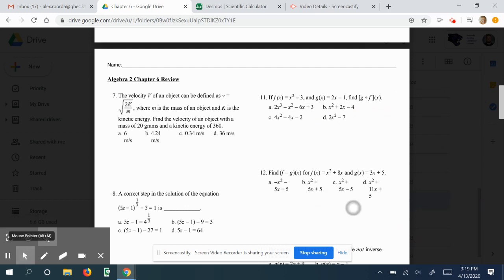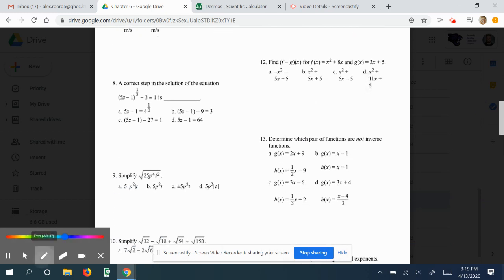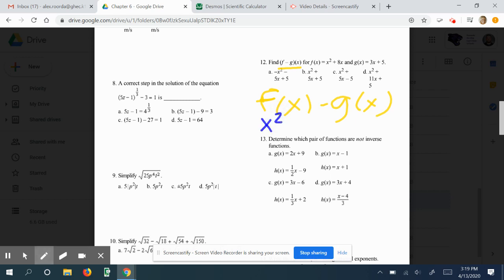Now, number 12, it says find f minus g of x if we know that f of x is x squared plus 8x and g of x is 3x minus 5. Okay, so we're looking for f minus g of x. So that's really just f of x minus g of x, right? And so we can just plug in our functions. So f of x is x squared plus 8x, and then minus. And you know what? It's probably a good idea to use parentheses just so we don't miss a negative or something like that. So minus 3x and then plus 5.